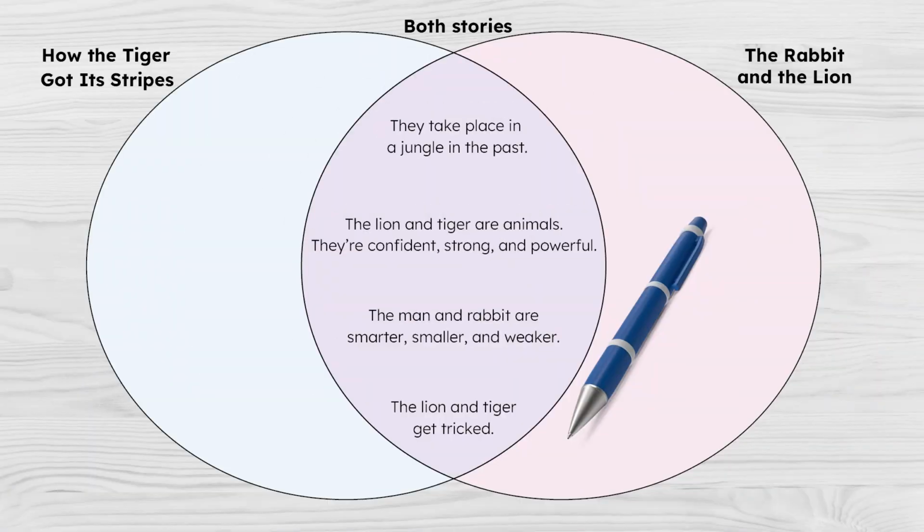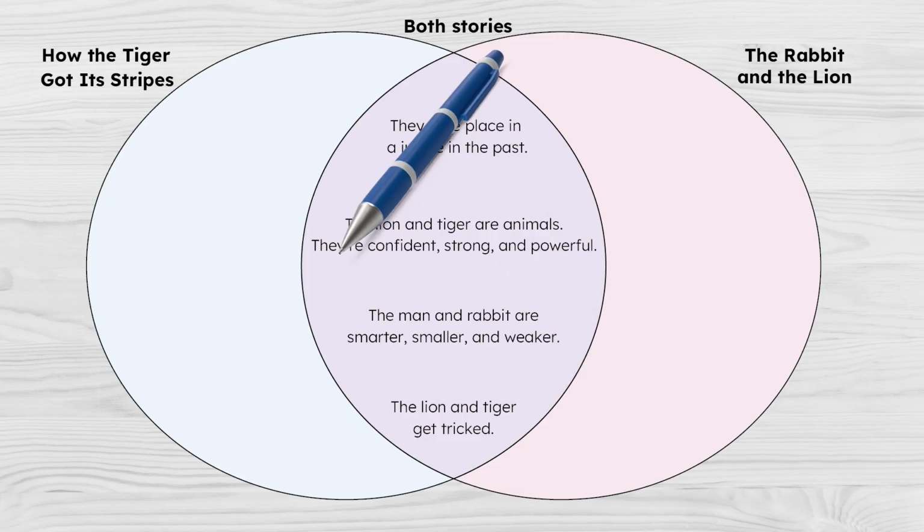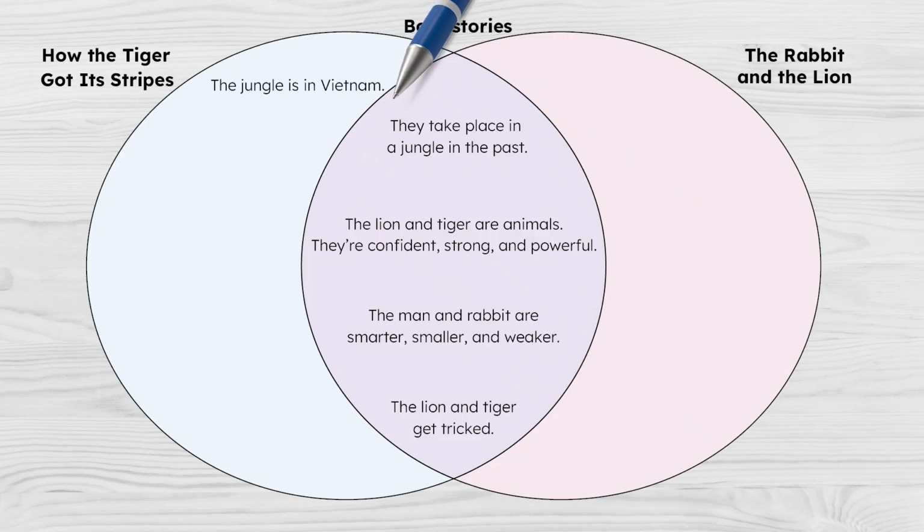Now that we've compared the stories to find what's similar, we'll contrast them to discover what's different. Let's start with setting. As we noted before, both stories take place in a jungle in the past. But this doesn't mean the settings can't still be different in another way. In How the Tiger Got Its Stripes, the jungle is in Vietnam. What about in The Rabbit and the Lion? The jungle's in Africa.